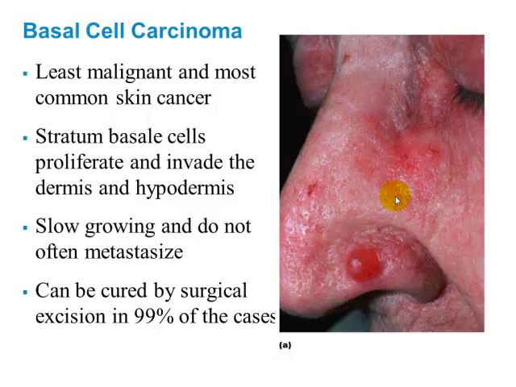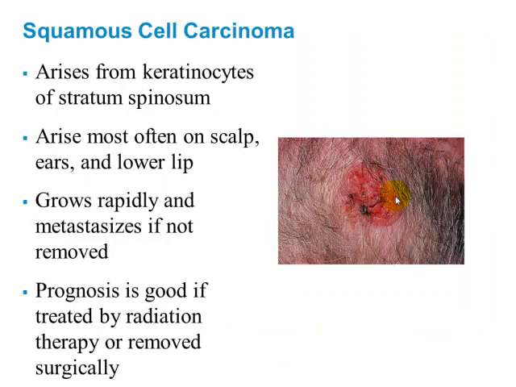The next kind are squamous cell carcinomas. These arise from those keratinocytes within the stratum spinosum. The stratum spinosum, that was the spiny or prickly layer. This is where we have those cells, those keratinocytes connected with desmosomes. When these become cancerous, remember, these cells are not supposed to divide anymore. Only cells in the stratum basale are supposed to divide in the epidermis. If the stratum spinosum cells start to divide, they become cancerous.